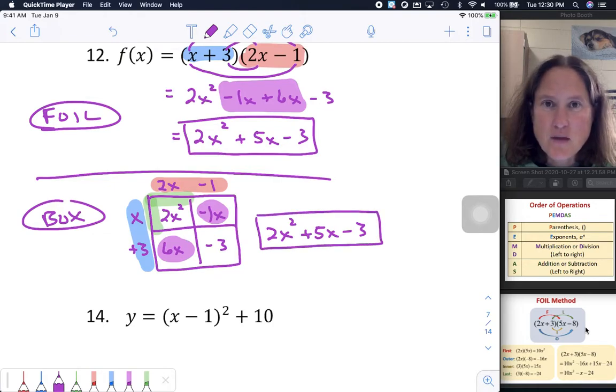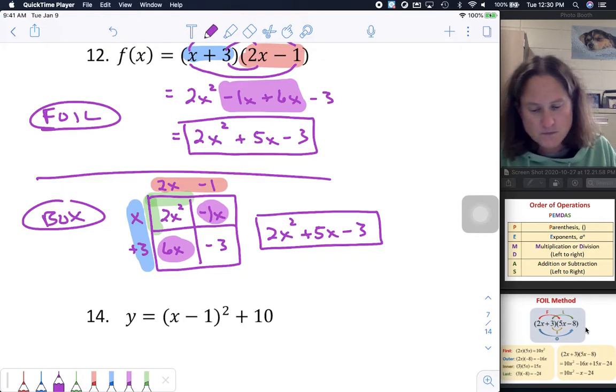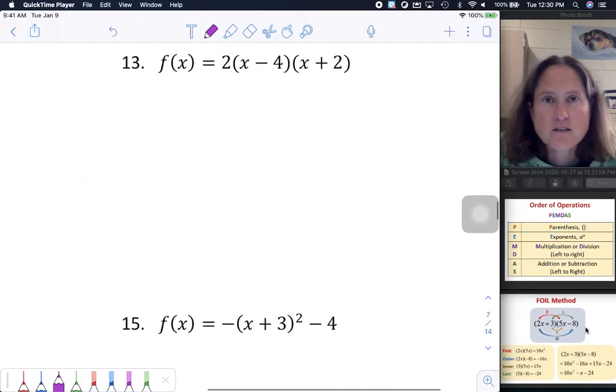Notice you get the exact same answer. So that's why it doesn't matter if you use FOIL or the box method, you get the same thing. Let's take a look at 13. Same idea.